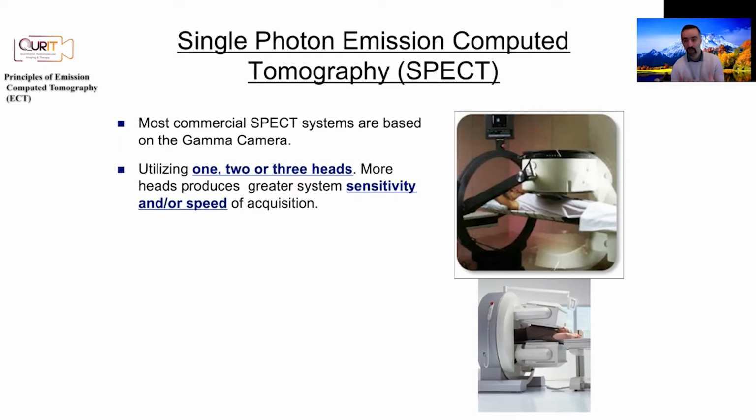This is an exciting area. But typically you have 1, 2, or 3 heads rotating around the subject. And why do we have more than one? Well, if you have more than one, you're collecting double or triple as many counts. So you're increasing the sensitivity and/or the speed of acquisition. You could rotate faster and collect the same number of counts, doing the scan in a shorter time with the same sensitivity. Or if you scan for the same duration, you're collecting more counts, so you're increasing the sensitivity.